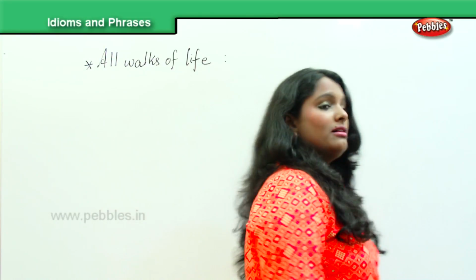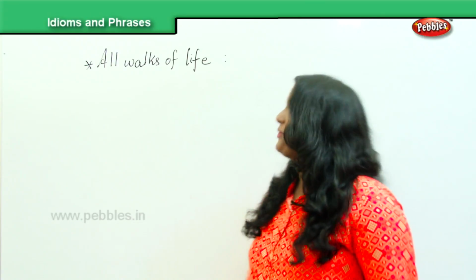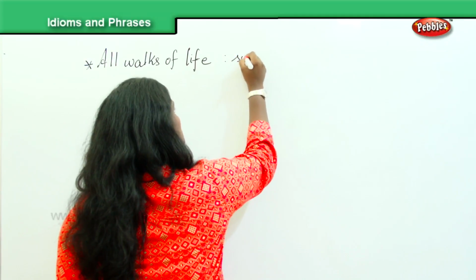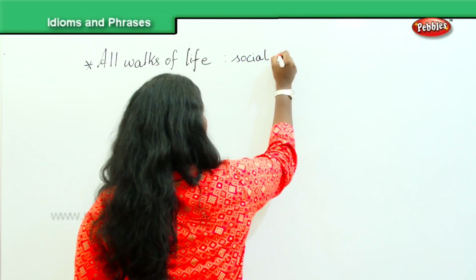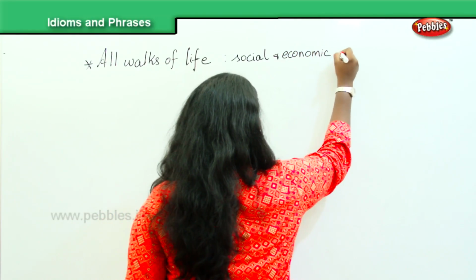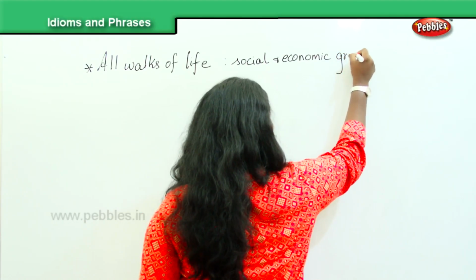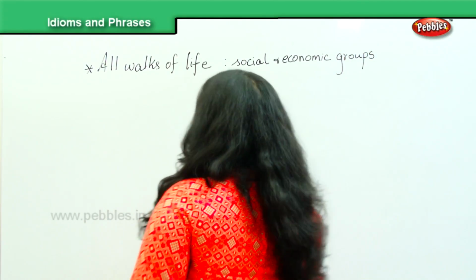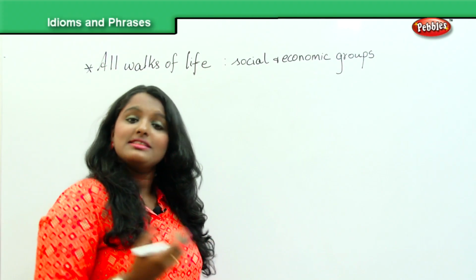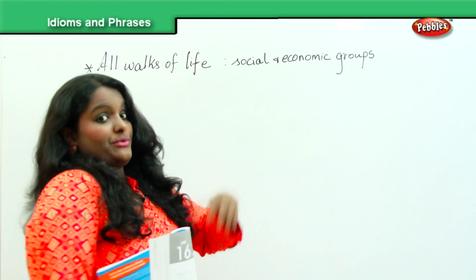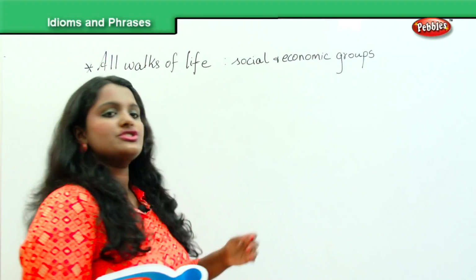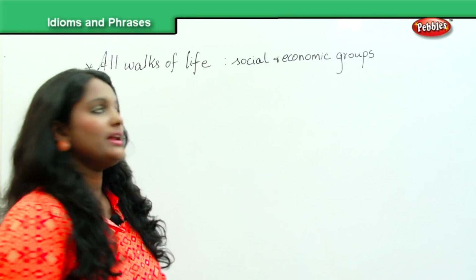Literal meaning, walking all through your life? No, all walks of life means people from different social and economic background or economic groups. So I can give an example. People from all walks of life attended the seminar, right? So that means irrespective of the social and economic background or irrespective of the social and economic group, right?